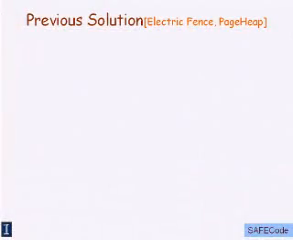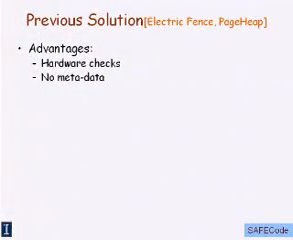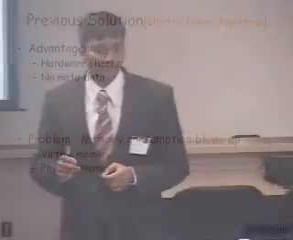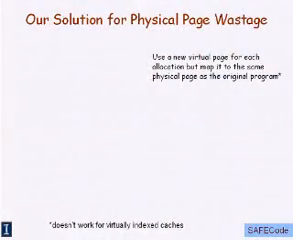The big advantage about this technique is that it does everything using hardware checks, and there is no metadata involved for any pointers, so it will work out of the box in some sense. But there is a big disadvantage, which is that memory consumption is going to blow up. You're going to use one virtual page for each allocation of the program, and one physical page for each allocation of the program.